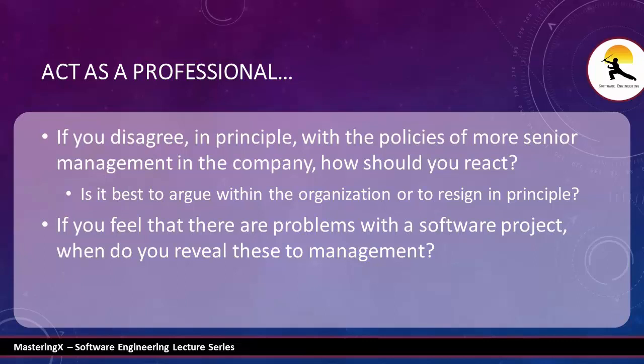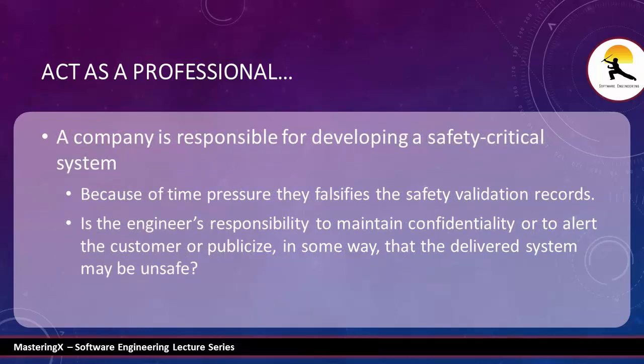The principled action may be to resign from their job, but this may well affect others such as their partner or their children. A difficult situation for professional engineers always arises when their employer acts in an unethical way. Say a company is responsible for developing a safety critical system and because of time pressure, they falsify the safety validation records. Is the engineer's responsibility to maintain confidentiality or to alert the customer or publicize in some way that the delivered system may be unsafe?